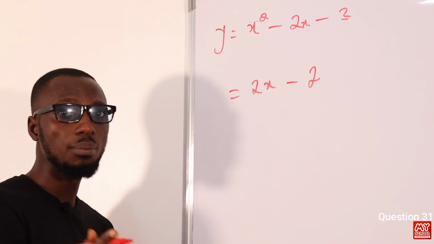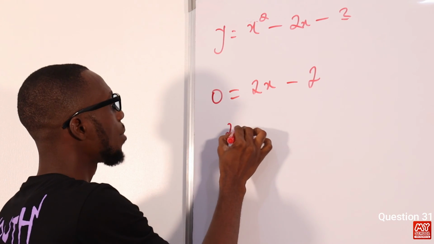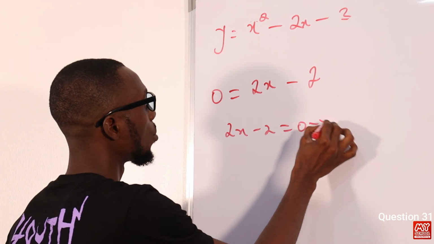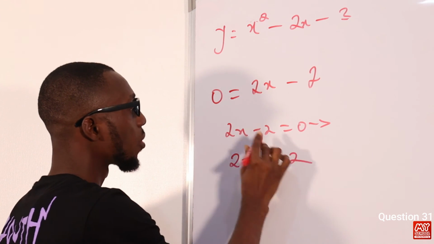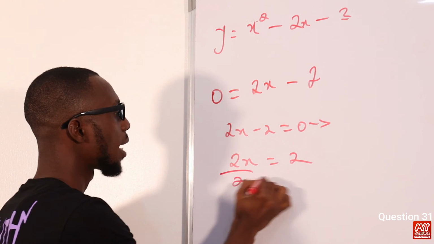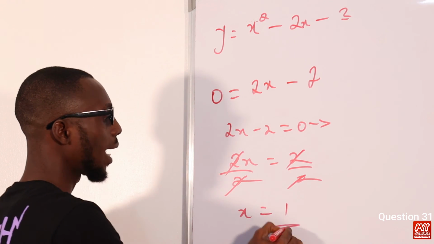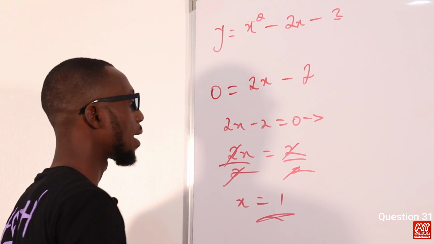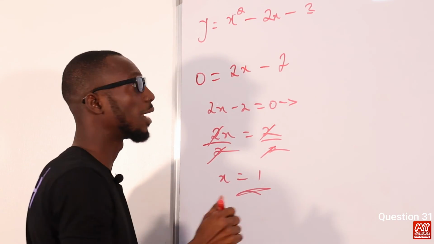So remember the minimum points. So this will be equal to 0, right? So that is 2x minus 2 equals 0. When I send the 2 outside, so I have 2x equals positive 2, right? Dividing both sides by 2. So we can have x as 1, but that's not where we are stopping. We are looking for that minimum point. So anywhere we see x, we input the value of 1.